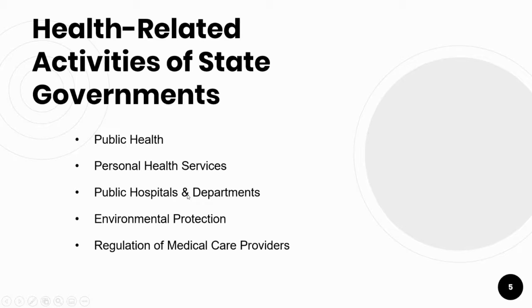Those provide healthcare for people that are low income and maybe aren't covered. Next are environmental protections, specifically environmental protections that could possibly have a harm on the population or the health of the people in the state. And lastly, state governments provide regulation of medical care providers. Even private hospitals and hospitals that are federally funded still have to adhere to some state regulations of the state that they are in.